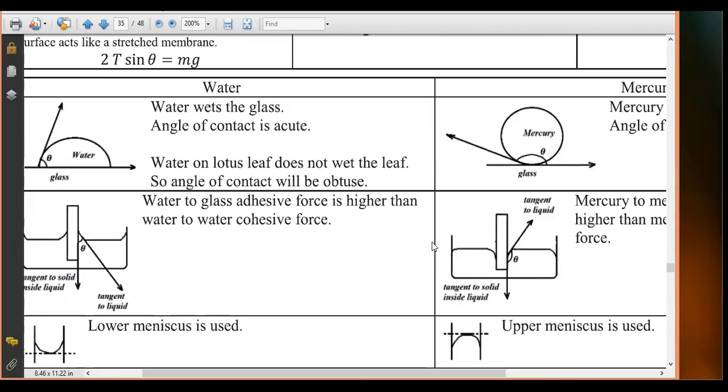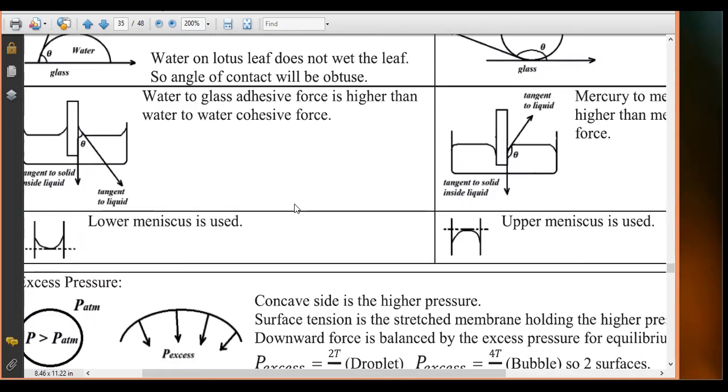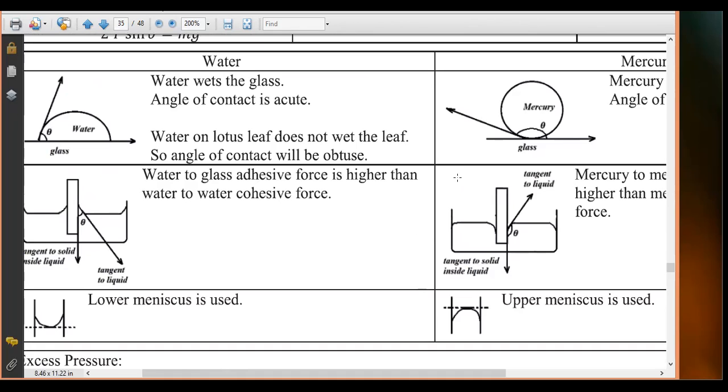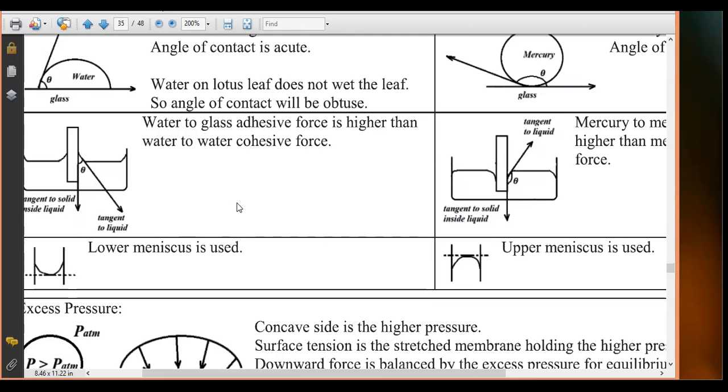Then we talked about wetting of glass by water and by mercury, right? Mercury does not wet, whereas water wets it. We talked about the acute angle and the obtuse angle, right? That is what is called the angle of contact, and this is constant for a given combination.